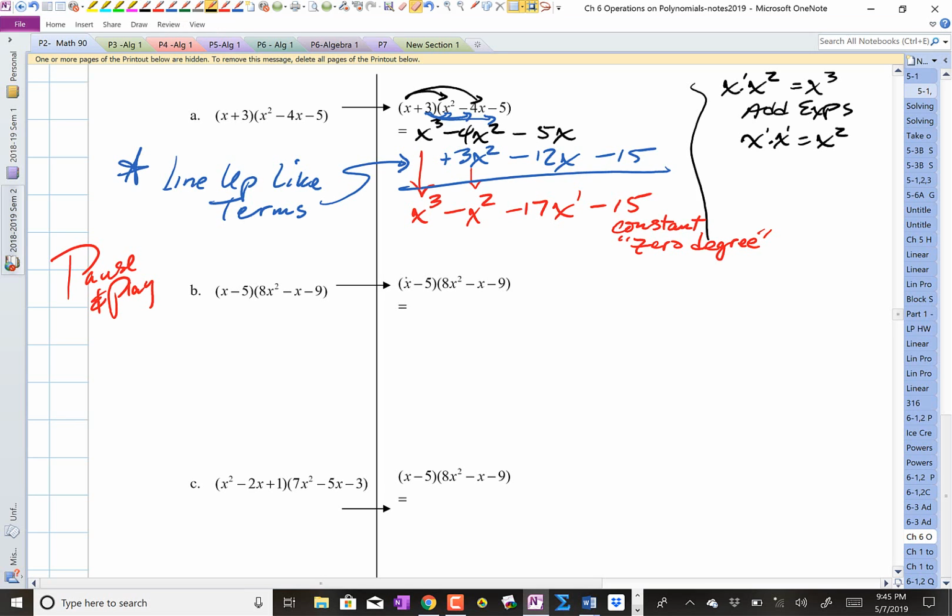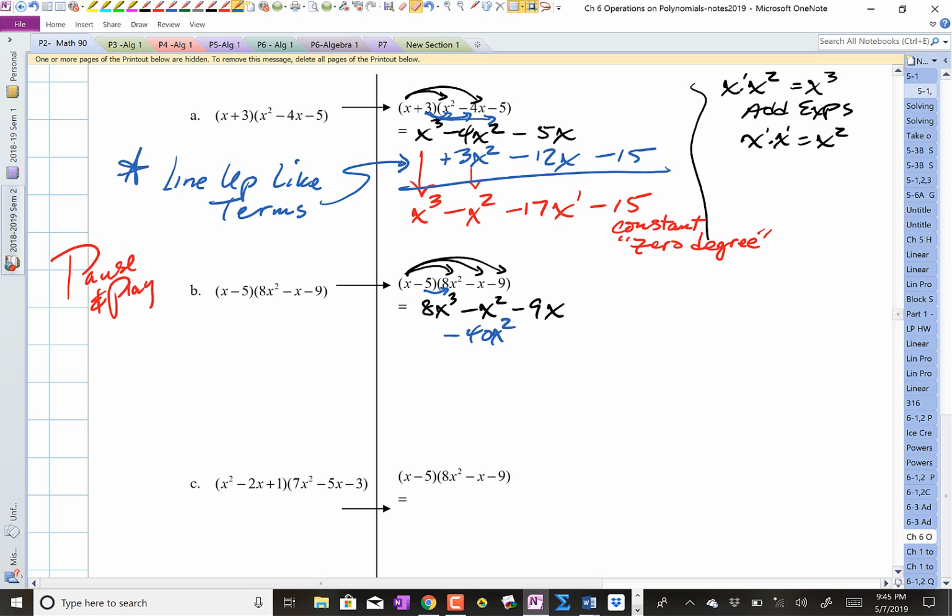Here we go. So we're going to distribute through the x. So x times 8x squared is 8x cubed. X times x is a minus x squared. X times negative 9 is a negative 9x. So you distribute through 3 times. Then the same thing with a negative 5. Negative 5 times 8x squared is a negative 40x squared.